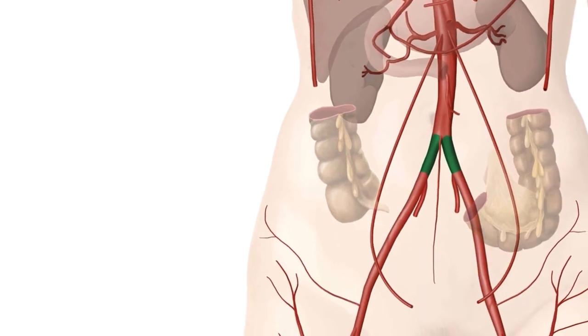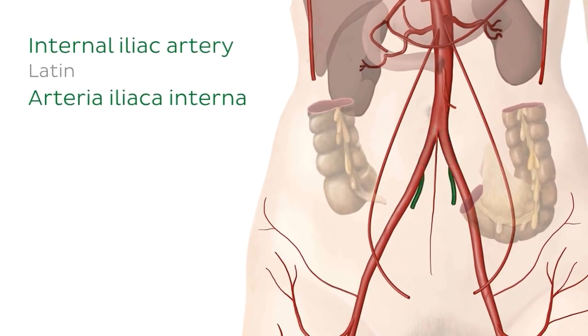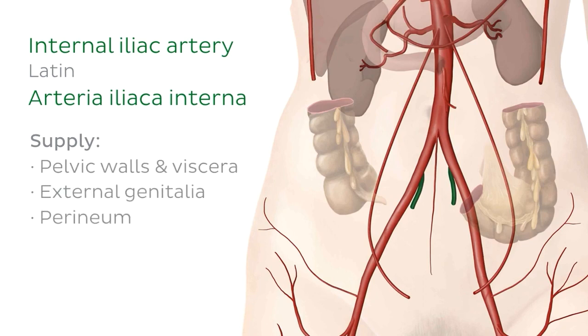So we're going to start first with the internal iliac artery, which is the smallest of the two branches of the common iliac artery. This artery supplies the pelvic walls and the viscera, the external genitalia, the perineum, and the buttocks, as well as the medial part of the thigh.